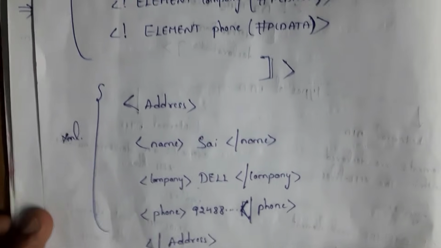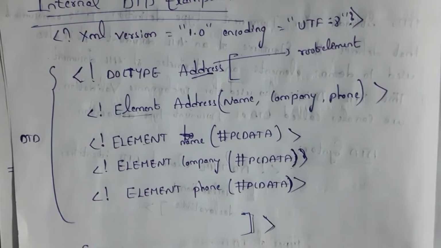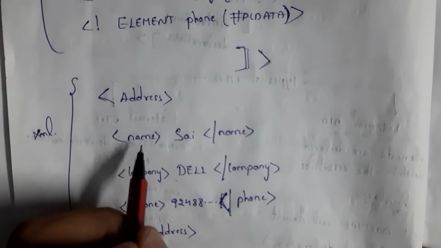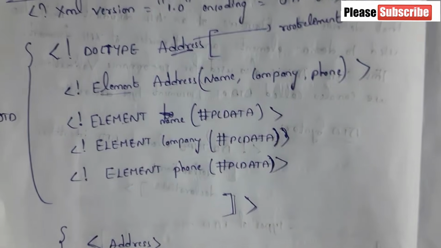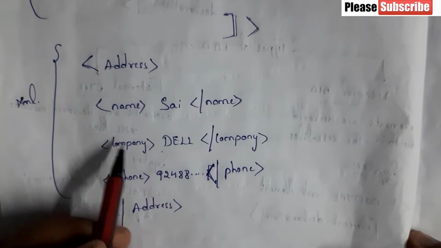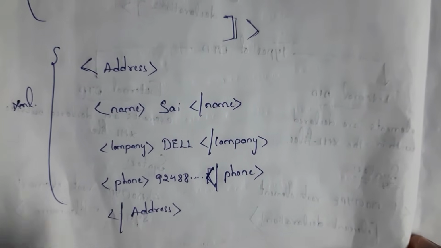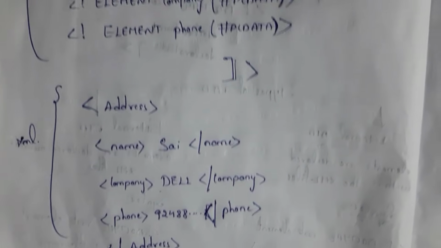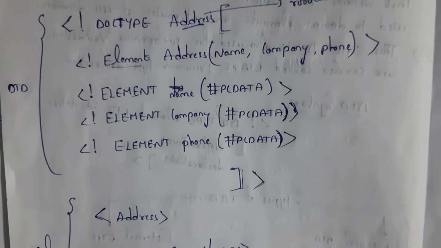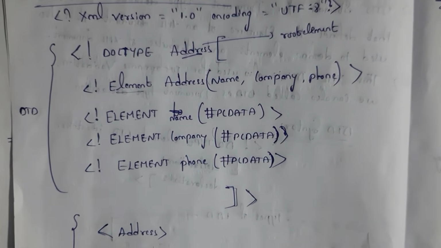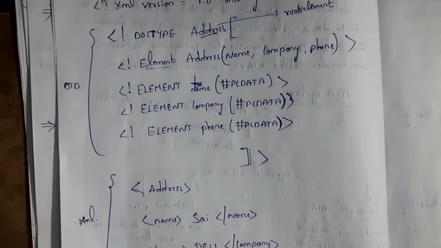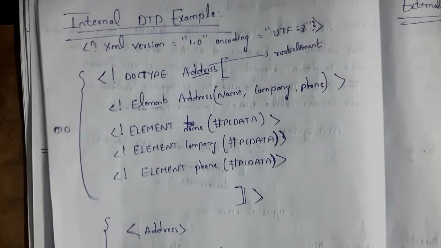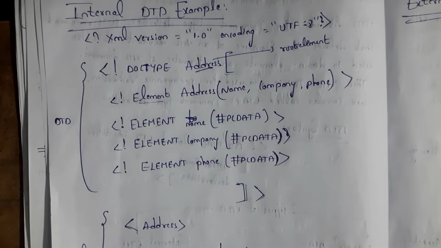And similarly, next we need to write the XML file. Here the first root element is address, so at first I took address. Address contains name. I gave name as Sai, company as Dell and phone number as 9 to so on. These are the details which I have entered in #PCDATA. This is known as internal DTD. In a single file we have written both DTD and XML. This is internal DTD. Next I will explain external DTD.